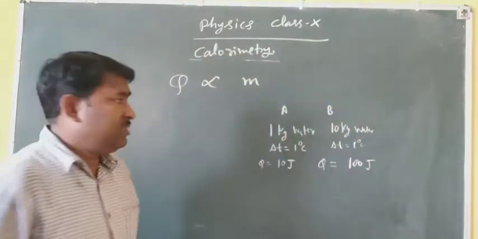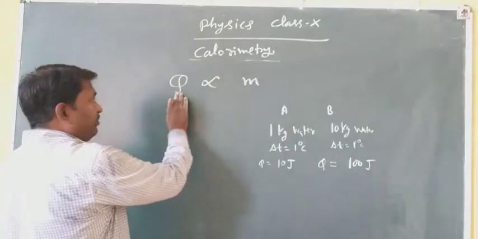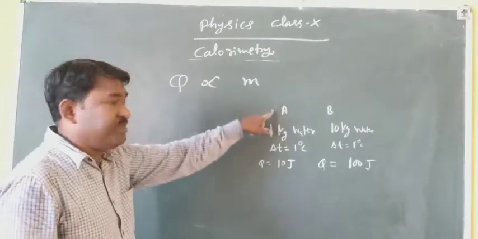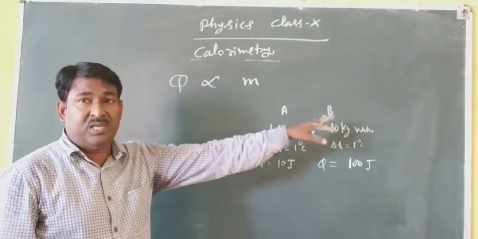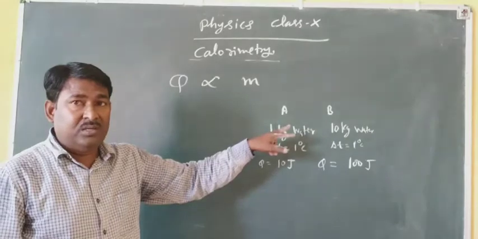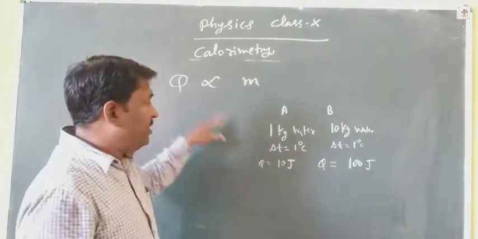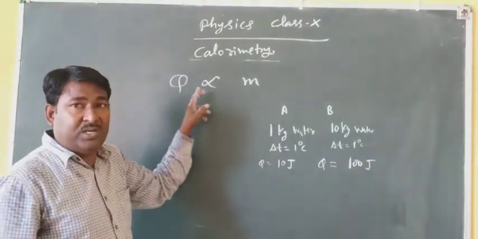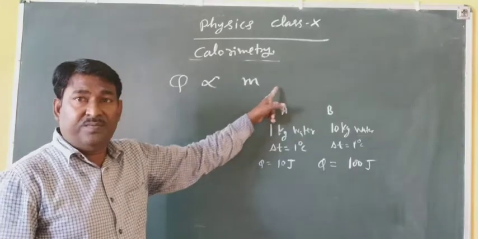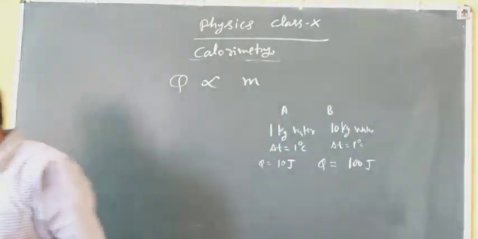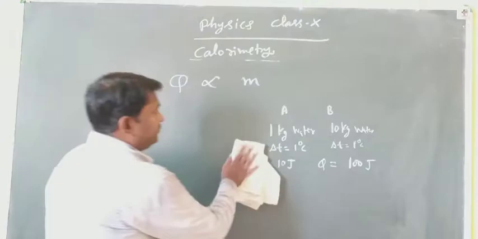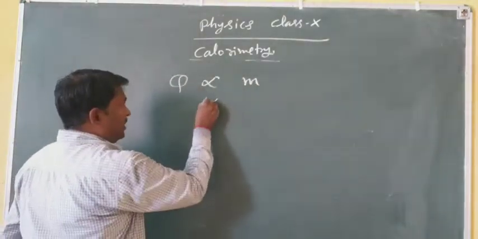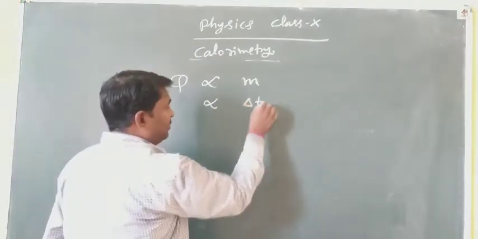Thus, it is clear that to increase the temperature of the same substance by the same extent, we require different amounts of heat for different masses. Thus, the amount of heat required is directly proportional to the mass of the substance. Now, the next point is that it is directly proportional to the change in its temperature.